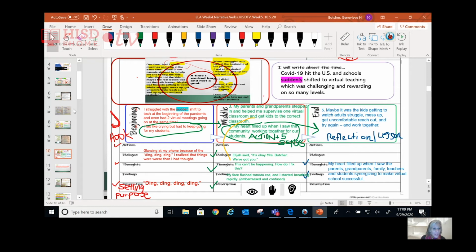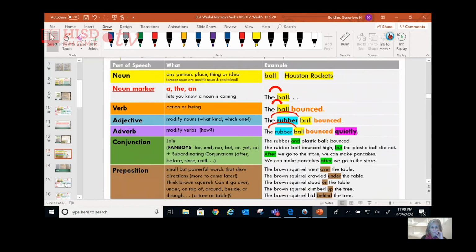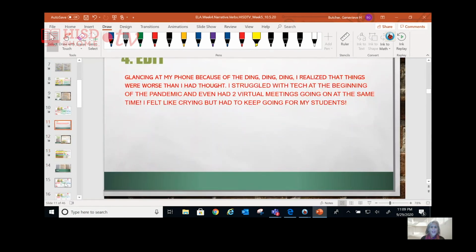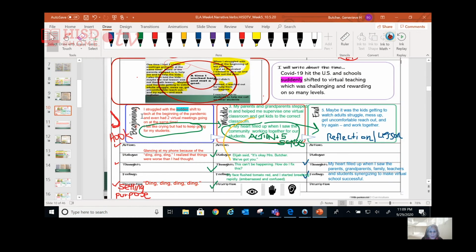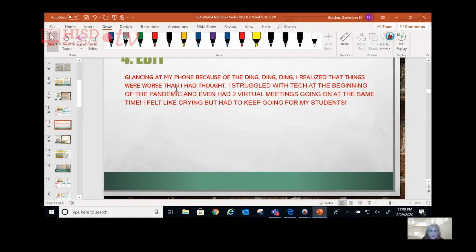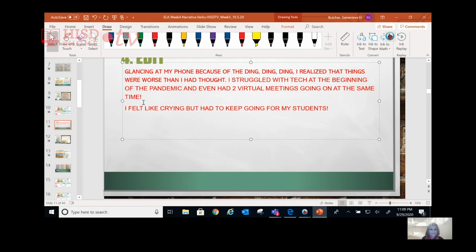I'm over on this side. Okay, glancing at my phone is here. So I need to come back here. And I'll pick this one up, pop it in. It's not going to be beautiful. I struggled with it. But I felt like crying, but I had to keep going on for my students. All right. That one's going to go to the next paragraph.